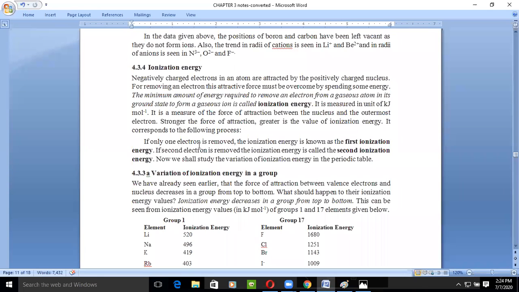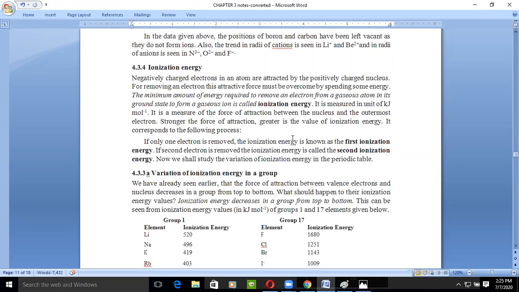If only one electron is removed, the energy is known as first ionization energy. So there is a variation in the ionization energy. If we are removing one electron, that is known as first ionization energy, and the energy required to remove the second electron is known as second ionization energy. So there are two types of energy. When we are removing only one electron, first ionization energy. When we are removing a second electron, then second ionization energy.